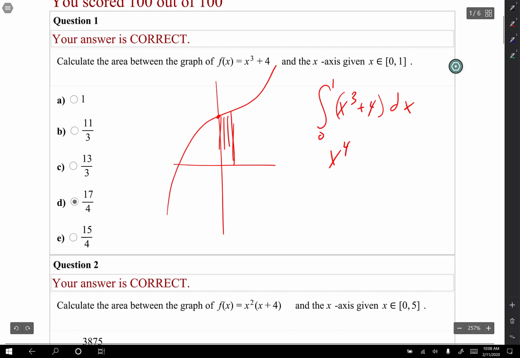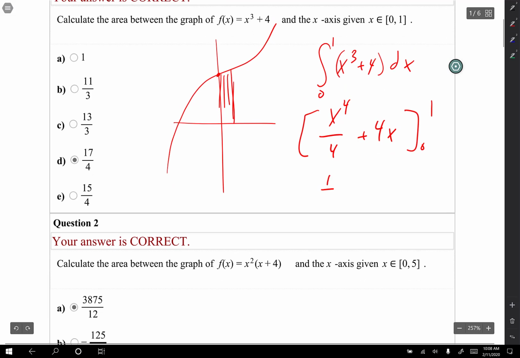So x to the fourth over 4 plus 4x between 0 and 1. So it is 1/4 plus 4, and then the 0 is 0. So let's see, 1/4 plus 16 over 4. So that gives you 17 over 4.